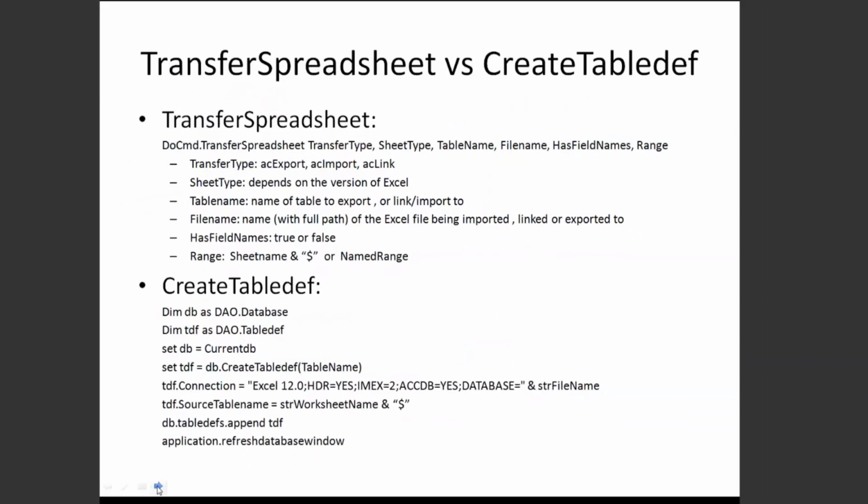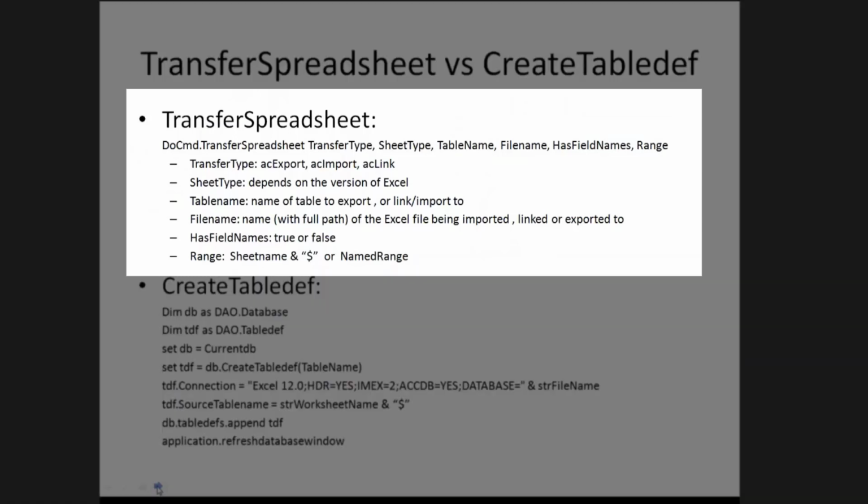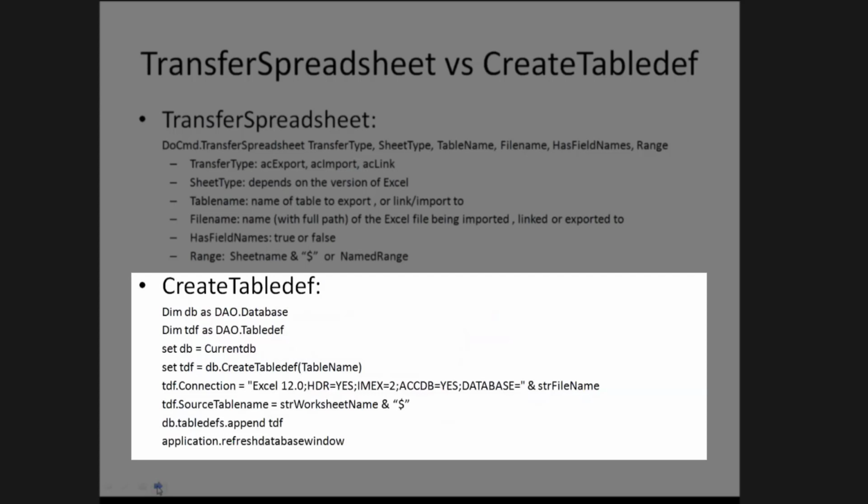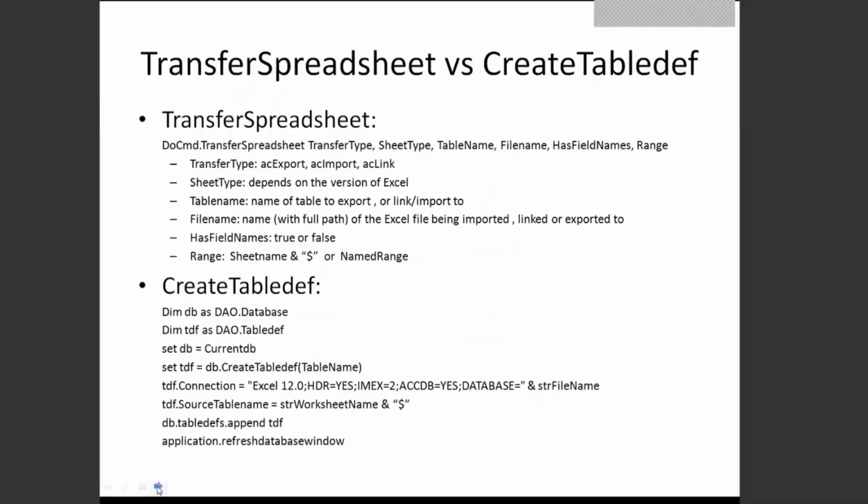Once you've selected the file, there's a couple ways to link to the file. One is using the transfer spreadsheet method, and the other is using the create table def technique. I prefer to use the create table def version because when you do the transfer spreadsheet option, it always makes the navigation pane visible, which means you then have to hide it again if it was hidden. Whereas with create table def, it does not do that. So I found a long time ago that create table def just works better for me.